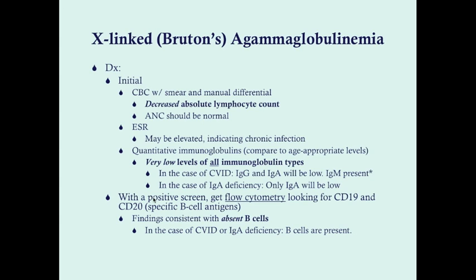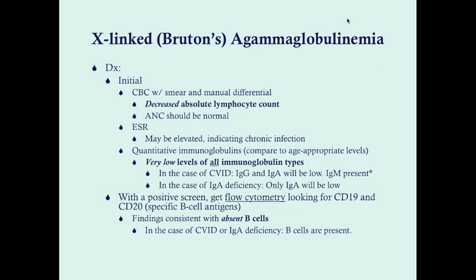And so with X-linked Agammaglobulinemia, since the B cells never mature, you will not have CD19 or CD20 present on the cells, and so that will be consistent with absent B cells. Now, in the case of CVID or IgA deficiency, B cells are present. There's immunoglobulin issues, but the B cells are there at least. So this one is the most severe. We're talking about it first.